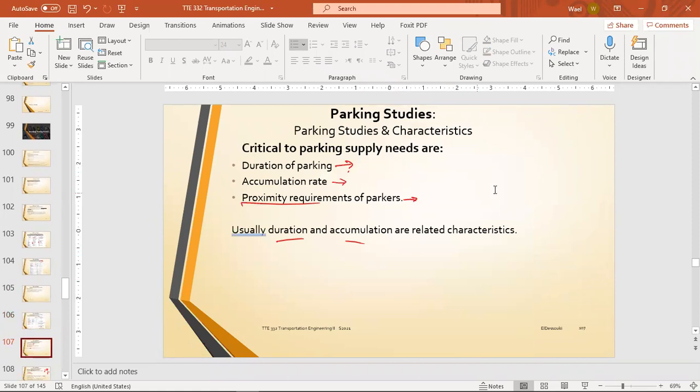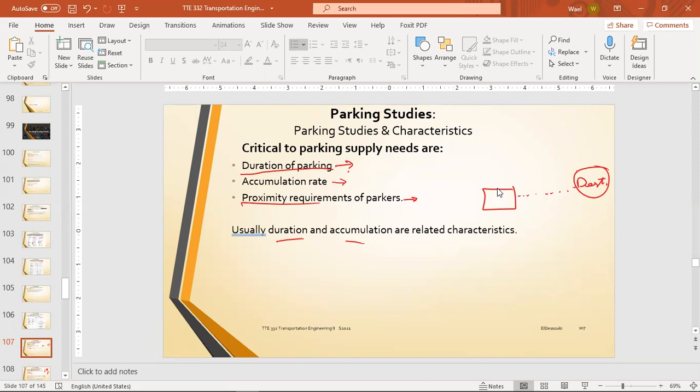Then, what are the critical issues in parking supply needs? Basically, the duration of parking, how long the person will park their car in that spot, and the accumulation rate. That's the rate of demand, how many per hour are arriving for parking, and the proximity requirements of parkers. That means the distance between the parking spot and their destination, so that's the walking distance. That's the proximity.